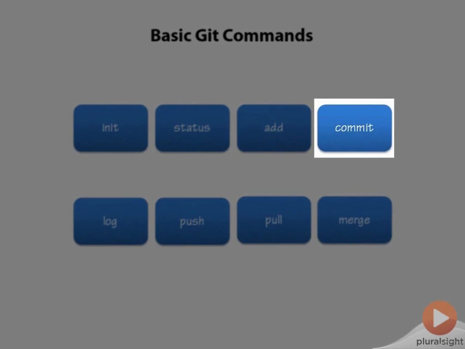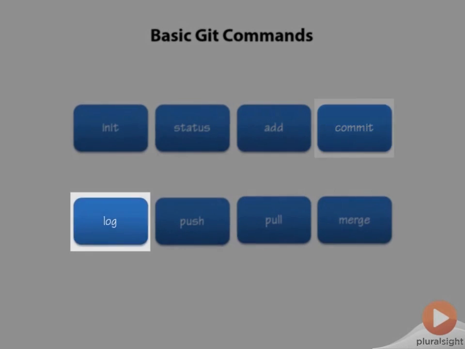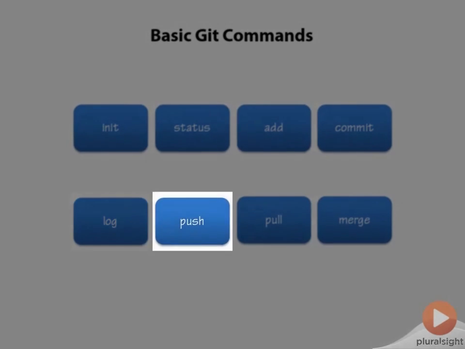Committing is how you make commits to your local repository. When you commit, that's making a save of the current working directory of your repository. Log is how you see those changes that have been committed. Push is the command to push your changes that you have committed locally up to the central repository.